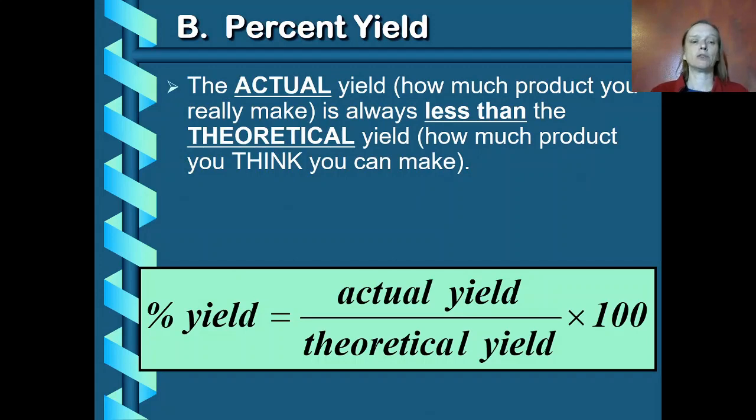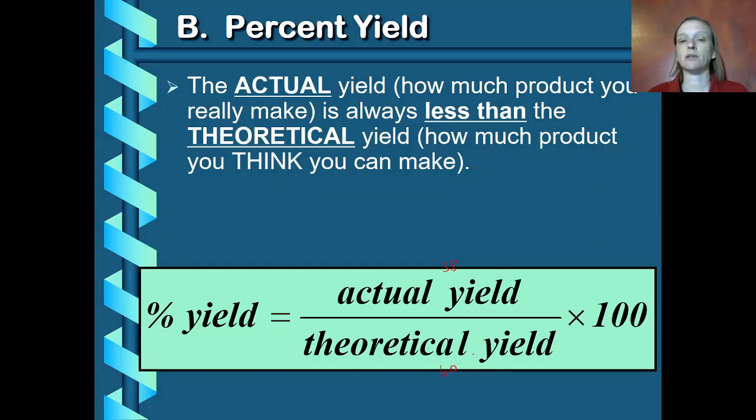So, percent yield. The formula you need to know is actual yield divided by theoretical yield times 100. What do those words mean? Let me give you definitions for each of these kinds of yield. The actual yield is how much product you really make. That's always a smaller value than the theoretical yield. The theoretical yield is how much product you think you should be able to make from the ingredients you have. So in my cookie example, the actual yield was 58 and the theoretical yield was 60.